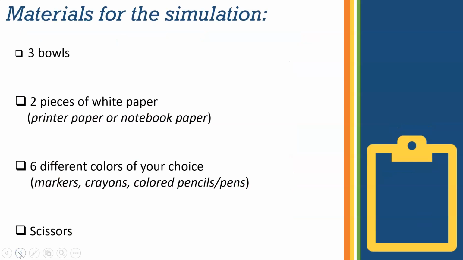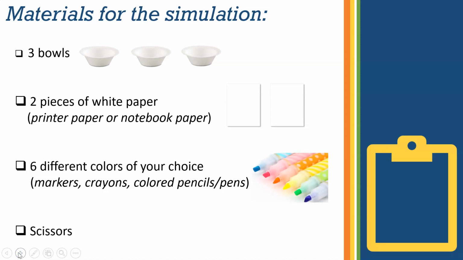These materials include 3 bowls. Any kind will do. Paper, plastic, whatever you have on hand in your house. 2 pieces of white paper. Could be computer paper, notebook paper, any old scrap paper you have lying around. 6 different colors of your choice. You can go get markers, crayons, colored pencils, colored pens, highlighters. Our beetles can be any color you want them to be. And a pair of scissors. Pause this screencast now and gather your materials.